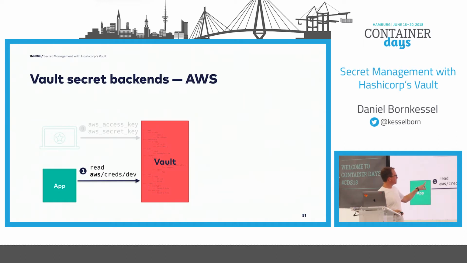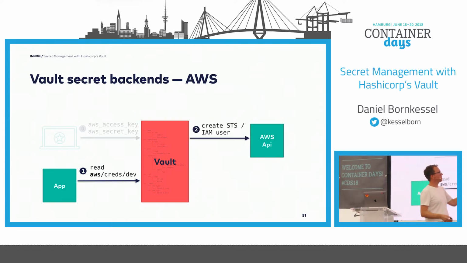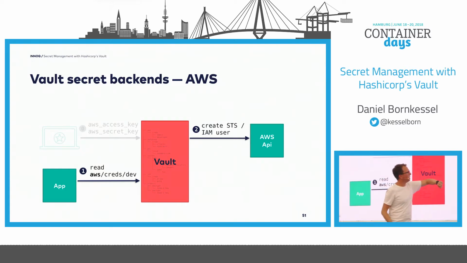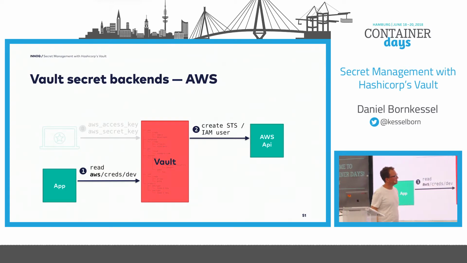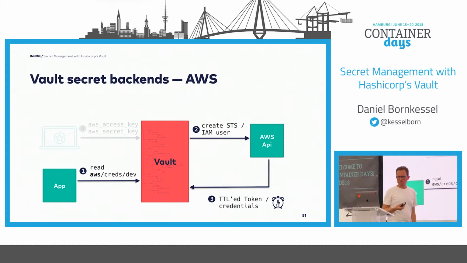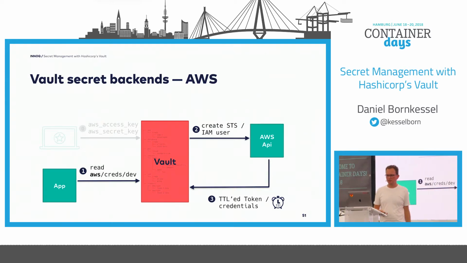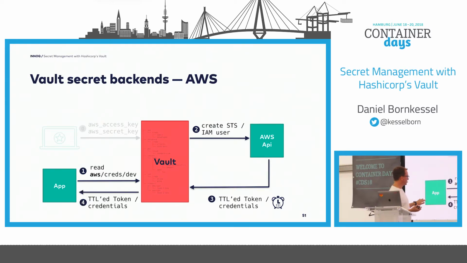Then my app goes along and says, read credentials def, for example, so the role is called def. Vault creates a token or an IAM user. You can do both. Tokens, I think, are the preferred way to do that. AWS, in this case, already knows about the concept of TTL, so the token you get from AWS already has a TTL assigned to it, and this token is then forwarded to the app and works.